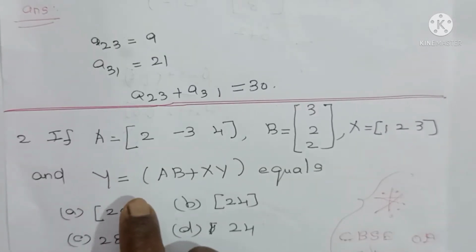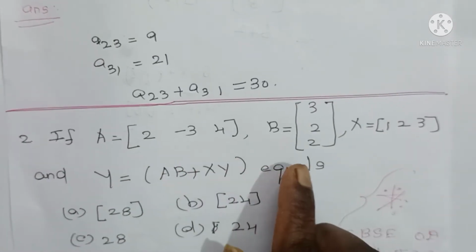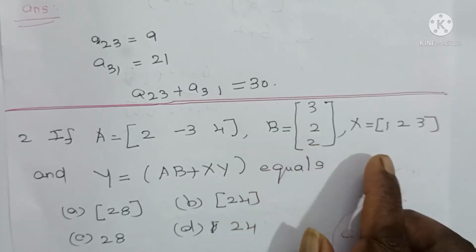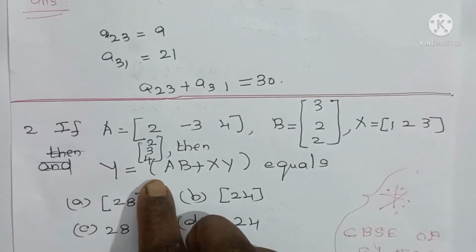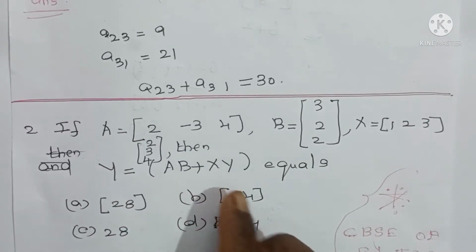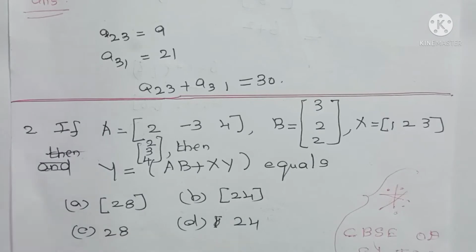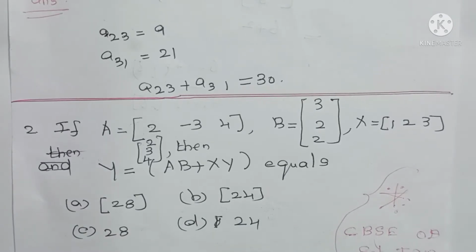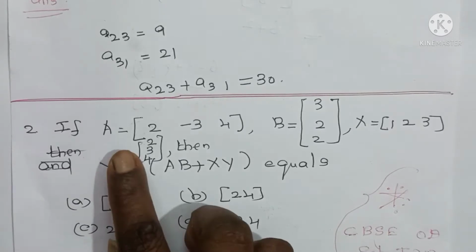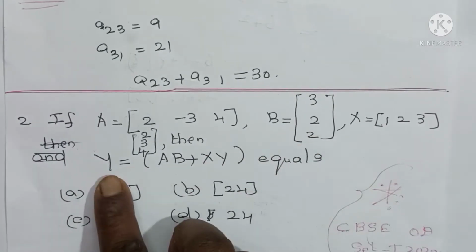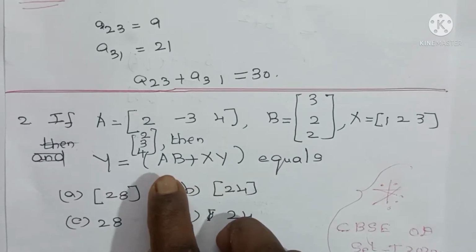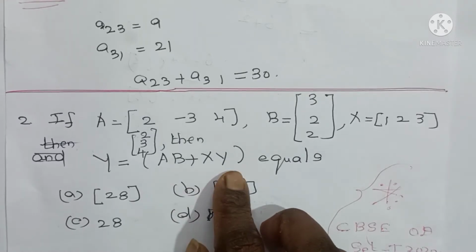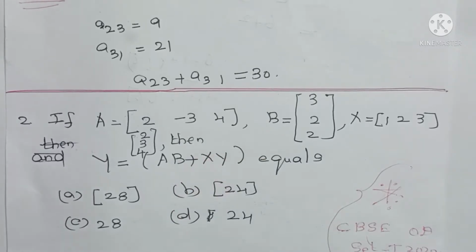Next question. If A is equal to 2, minus 3, 4, B is equal to 3, 2, 2, X is equal to 1, 2, 3 and Y is equal to 2, 3, 4, then AB plus XY equals dash. They have given 4 options. This is a very easy question. This is a very important CBSE question. Let's do it. They have given A, B, X and Y. We have to find AB plus XY. First of all, we have to find AB, then find XY, then add, and you will get the answer.